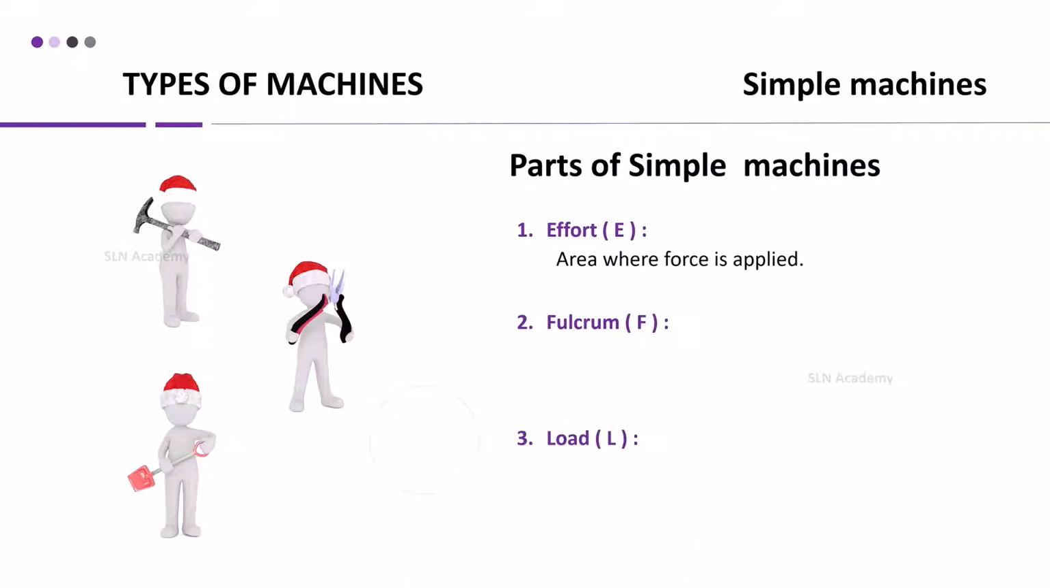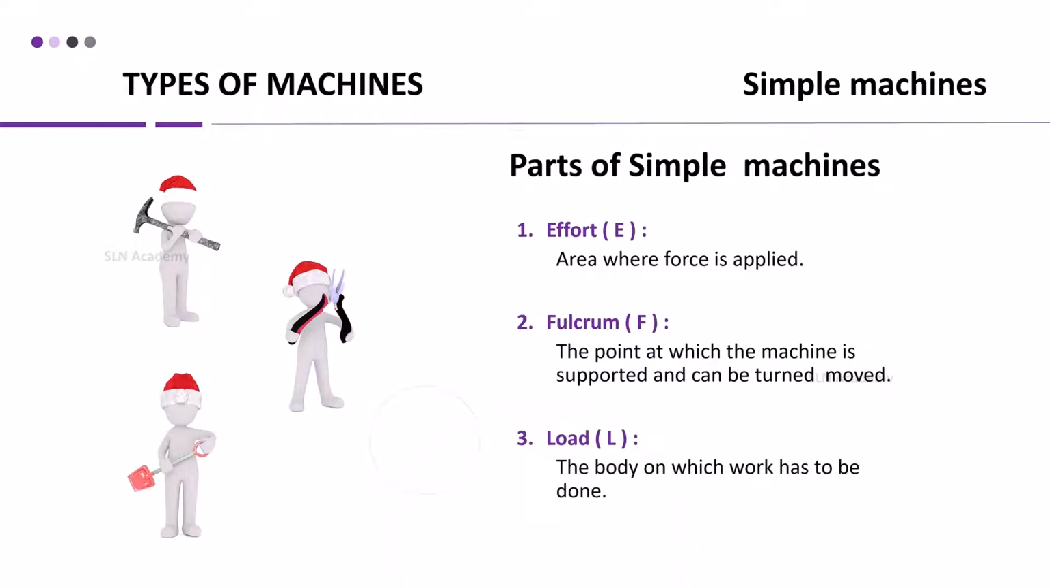Effort is the area where force is applied. Fulcrum is the fixed point at which the machine is supported and can be turned or moved. Load is the body on which work has to be done.